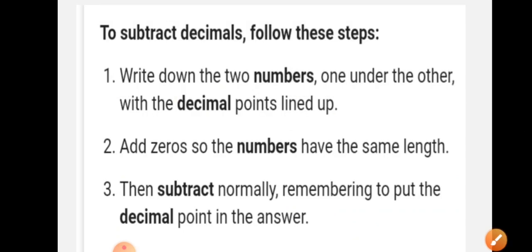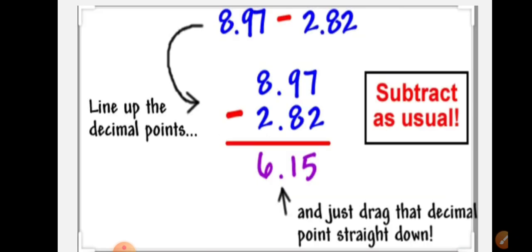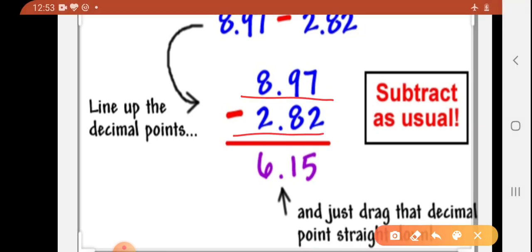Now next is to subtract decimal numbers. Same process is there. We write both numbers by seeing the decimal point, one under another, and then we subtract, and wherever zeros are required we write the zeros and then subtract. Here 8.97 minus 2.82. We write one under another and subtract it.